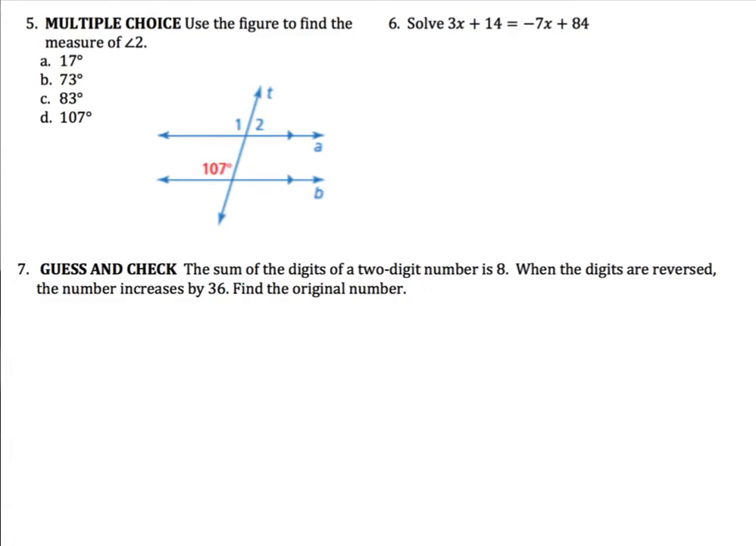An interesting problem here. The sum of the digits of a 2-digit number is 8. If the digits are reversed, the number increases by 44. What's the original number? So if the sum of the digits is 8, 44 is a good example of that. 44, 4 plus 4 is 8. So 44 is a 2-digit number where the numbers add up to 8. But if I reverse 44, it's still 44. It did not get bigger by 36. There's only a very small number of 2-digit numbers that have the property that their digits add up to 8.